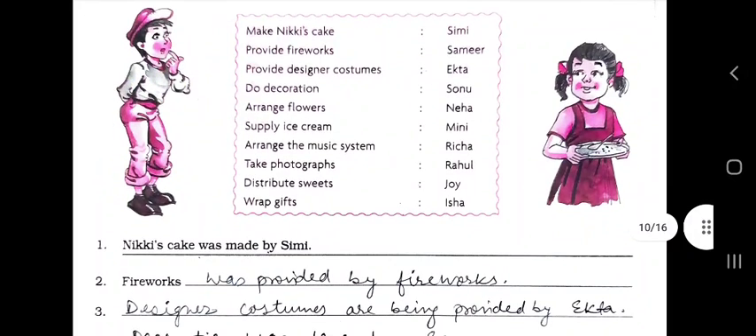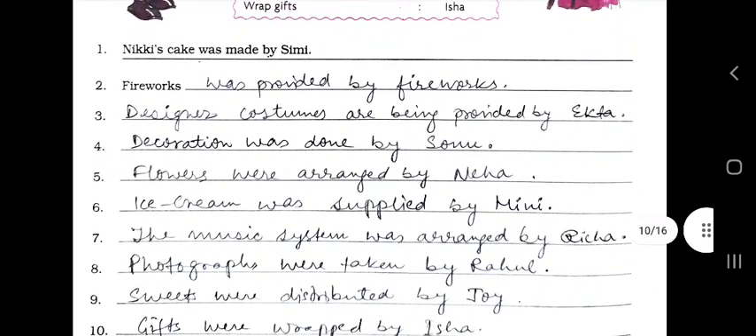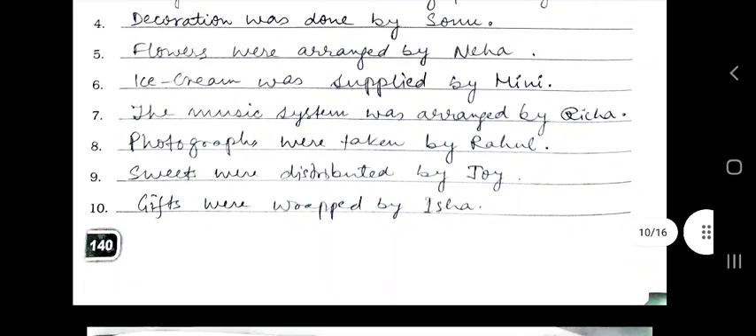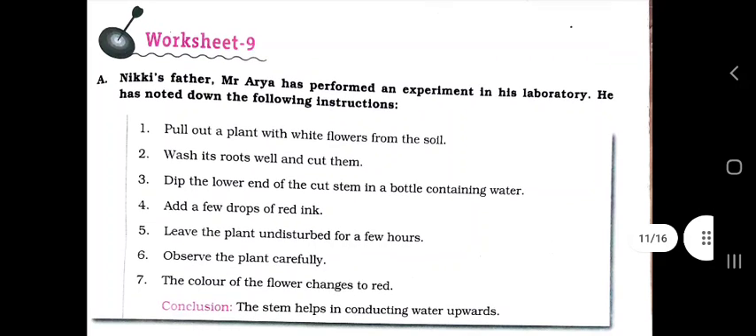Now all these people have done what? Nikki's cake was made by Simi. Fireworks were provided by fireworkers, and designer costumes were provided by Ekta. All these sentences can be framed. Photographs were taken by Rahul. Sweets were distributed by Joy. Gifts were wrapped by Isha. Now let's see the worksheet.